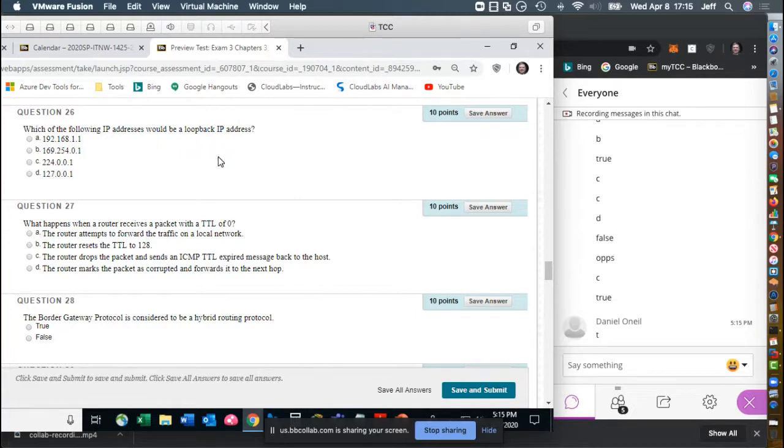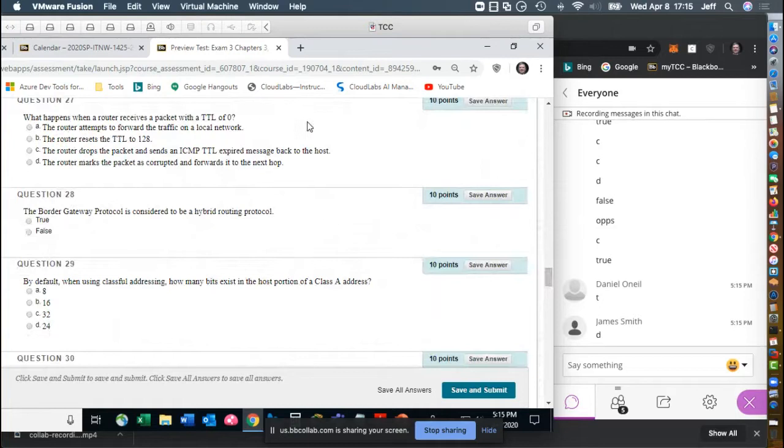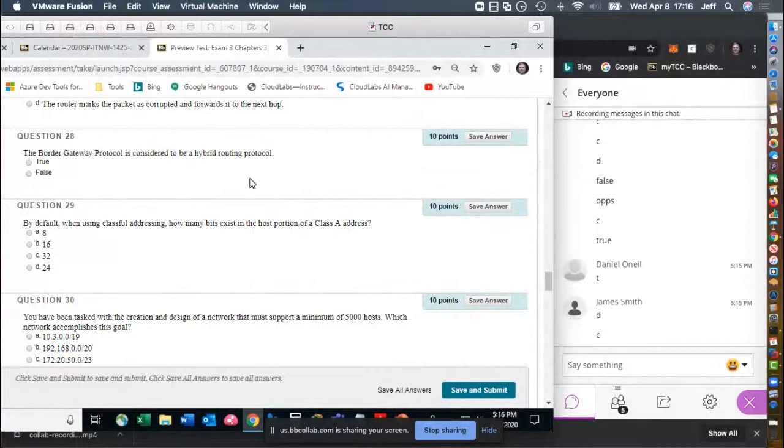D. Yes. All right. What happens when a router receives a packet with a time to live of 0? C. The router drops the packet and sends the ICMP TTL expired message back to the host. And that's correct. All right. So the Border Gateway Protocol is considered to be a hybrid routing protocol. True. Yes.